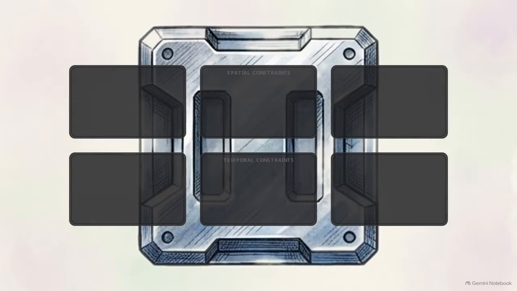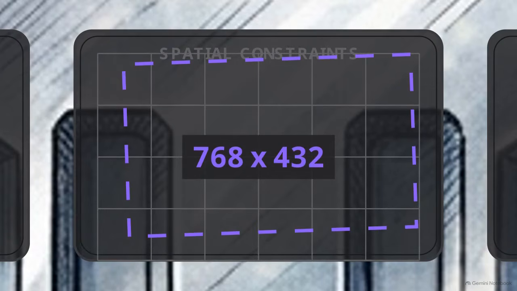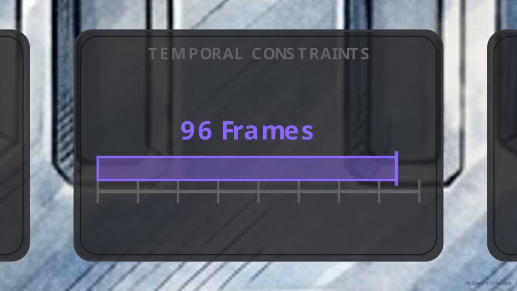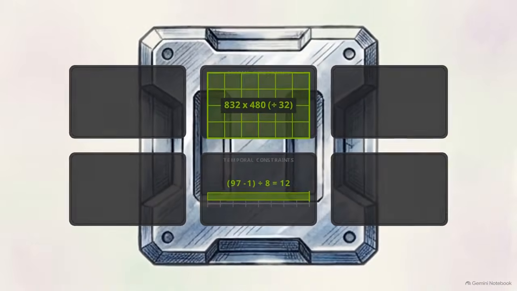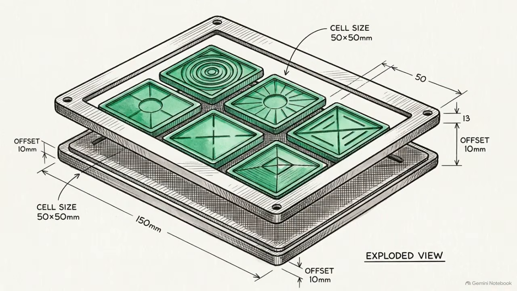Preventing silent system failures requires adherence to the strict mathematical rules of the node graph. The spatial constraints are absolute. Both canvas pixel axes must divide by 32, and the total frame count minus 1 must divide by 8. There is also an unavoidable audio processing tax. The audio VAE loads and consumes memory even during silent video generations. Operating within these strict mathematical boundaries is the only way to avoid the crashes associated with standard local AI intuition.